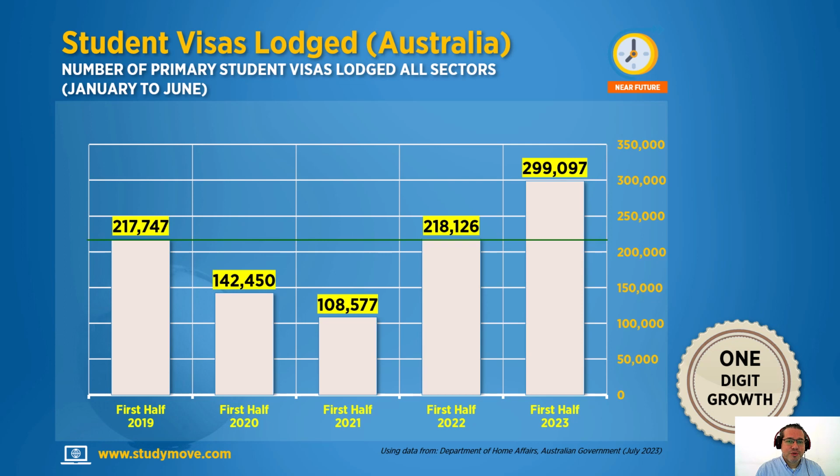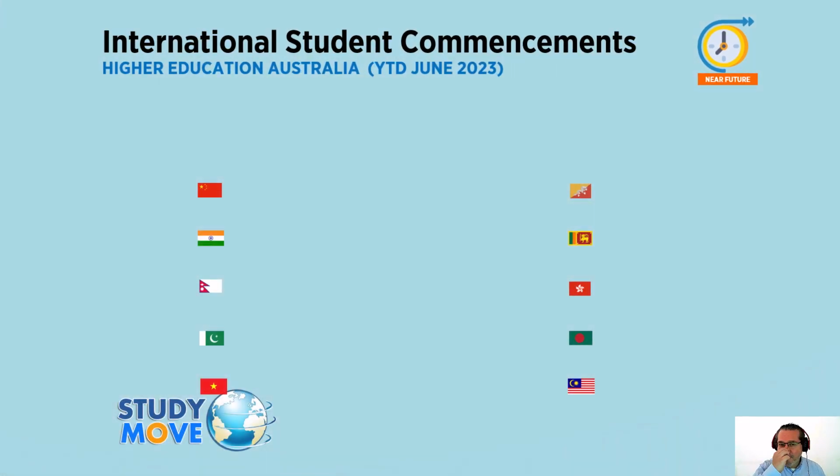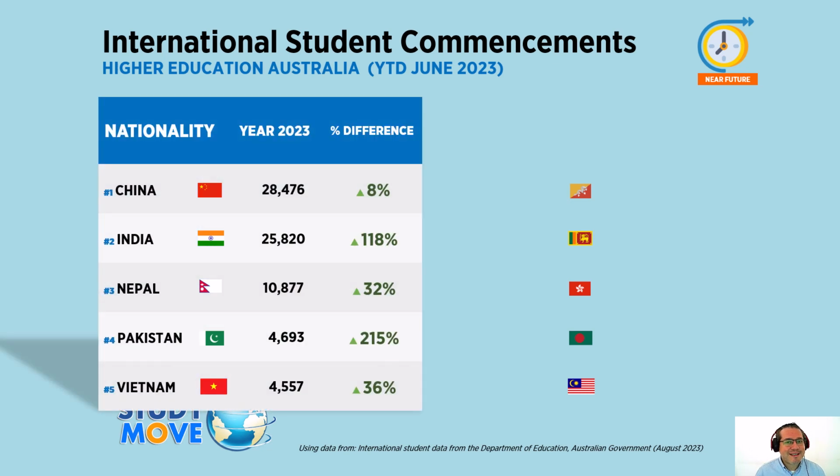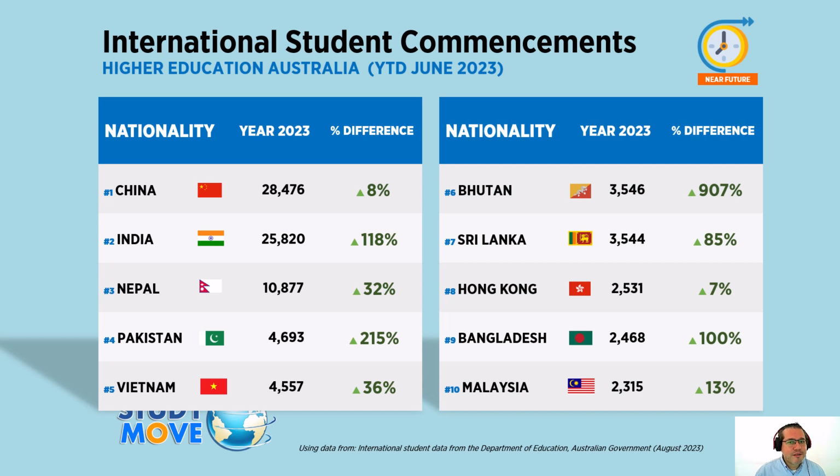So it's important just to see that, or to think that this will normalize in the next few years. The other interesting thing, thinking about the near future, is how things have changed in terms of the engagement with the top markets for Australia. What is interesting is to see that there has been a slight change in the top markets.